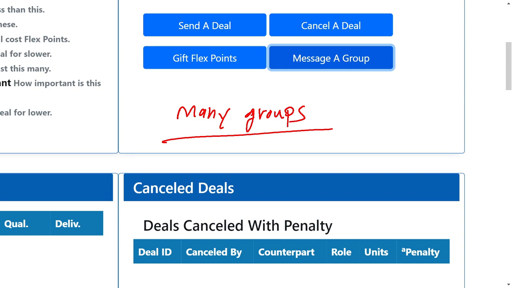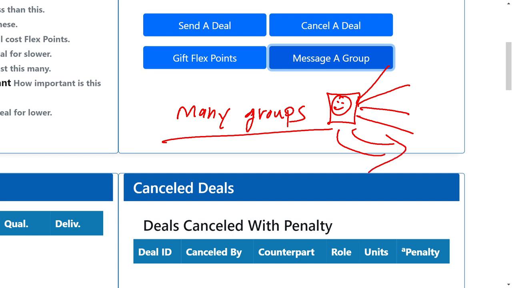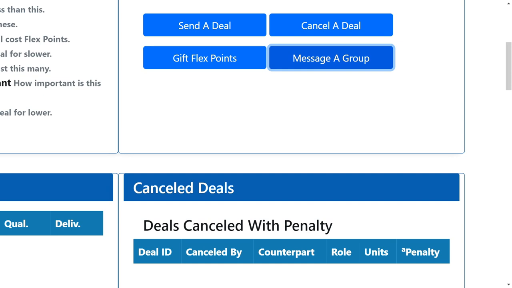You do not have to make all your deals with one group. You do not have to sell all your products to one group. Your group can sell to many groups. You can split your products into many smaller deals, or you can make one big deal, which is okay too. Or many small deals. Everything is okay in this game. Everything is possible.